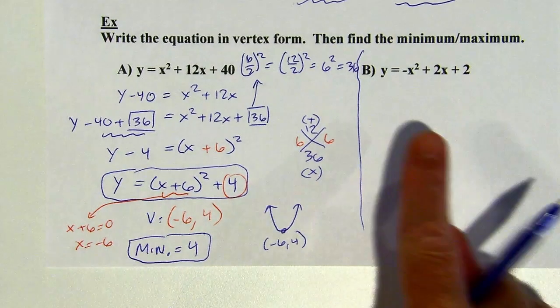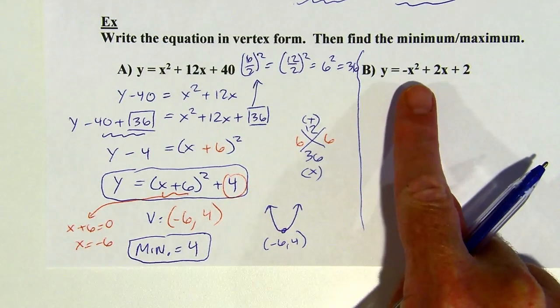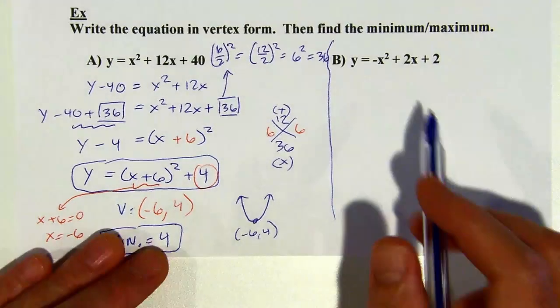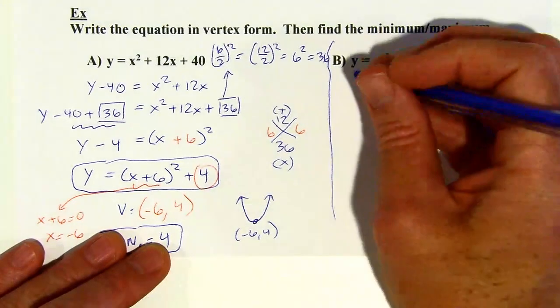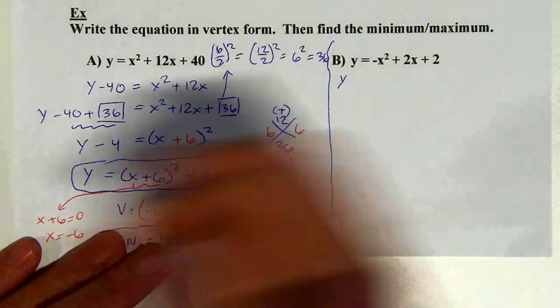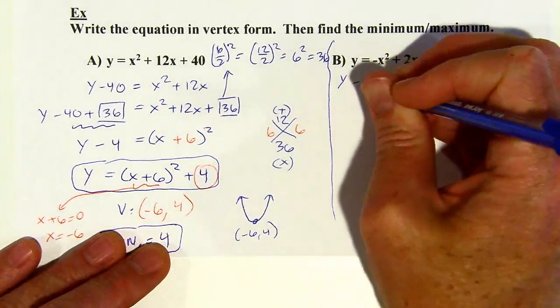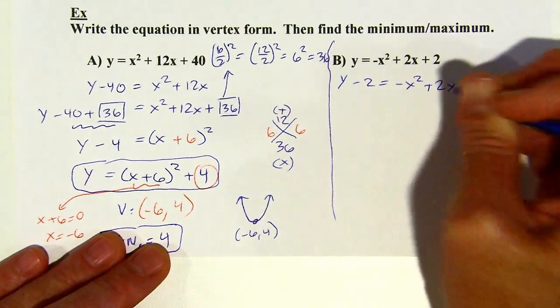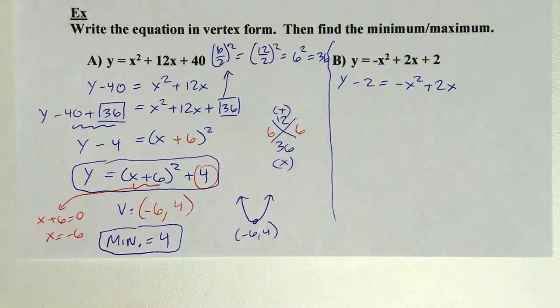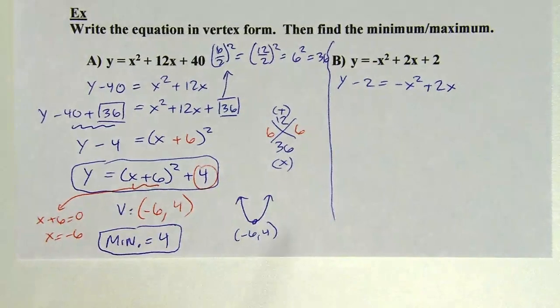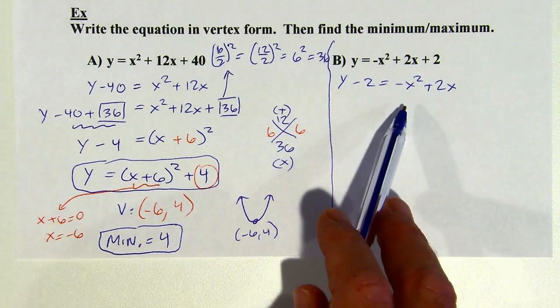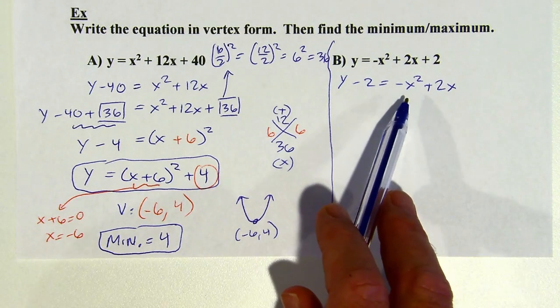Speaking of parabolas that open downwards, I know this one's going to, because the a is negative. So let's try this one out. Same kind of process. I want to move the 2 over to the other side. So I've got y minus 2 equals negative x squared plus 2x. Now, you don't have to, but I like to have the x squared be positive.